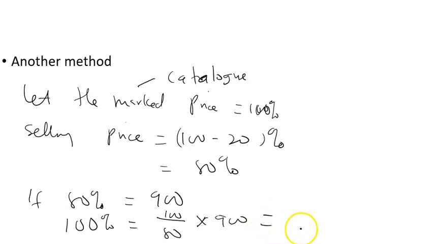When you compare this, you get the same value. Maths will not lie. 1125.00. So this is the original price of the item before the discount of 20% was applied. 1125.00. Very nice question. So which of the methods do you like?